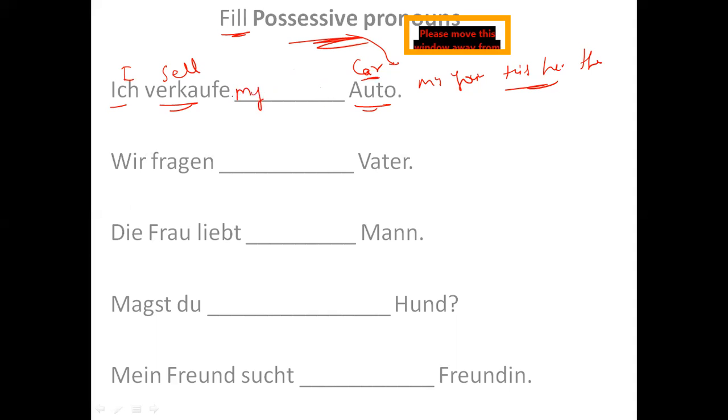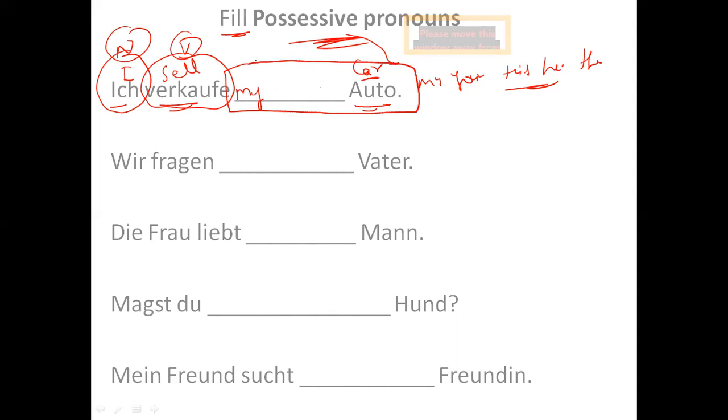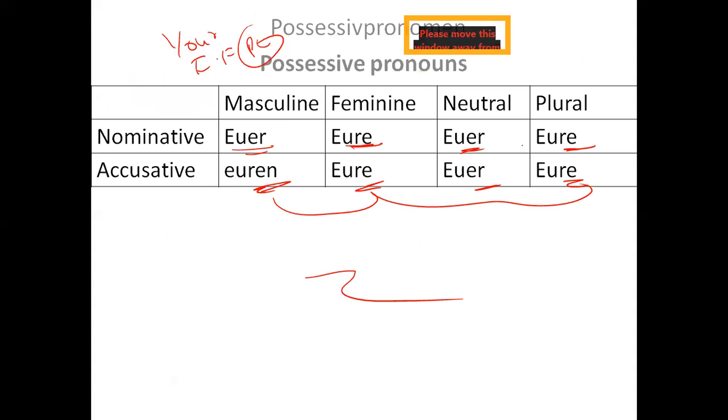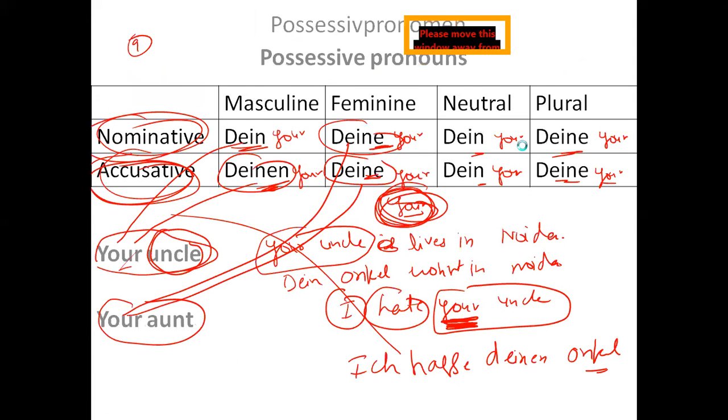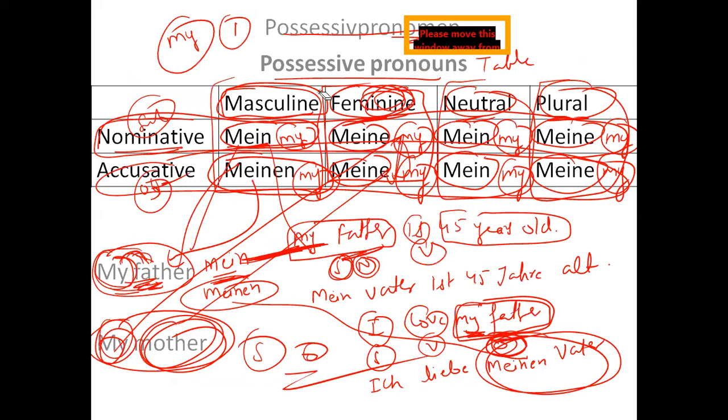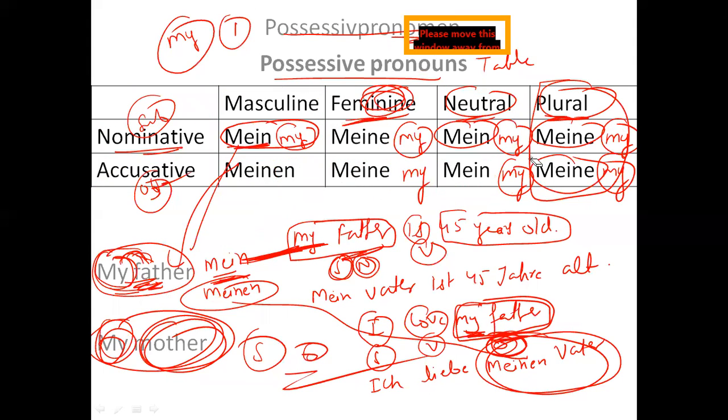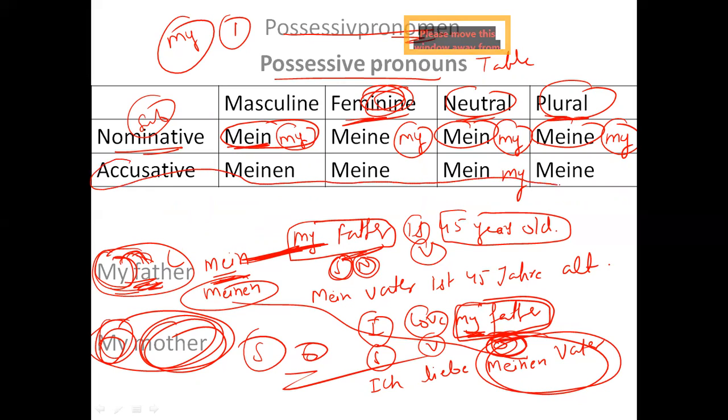Now my car. Now let's find out the position. This is nominative, subject. This is verb, verkaufe, and this will be an object. That means accusative. That means if I see the table of mine, right? So if I see the table of mine, let's go back here, right here. This is accusative, right? Answer has to be from this row.